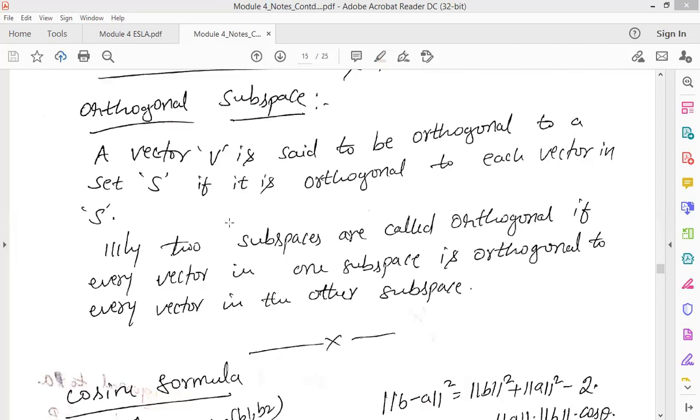So now let us consider the orthogonal subspace. Suppose we consider the vector V, it is said to be orthogonal to the set S if it is orthogonal to each vector in S. For example, if S consists of the vectors U, V, W, then the vector V is said to be orthogonal if V is perpendicular to U, V, W, which are present in the set S. So here, I'll just show in the notebook.